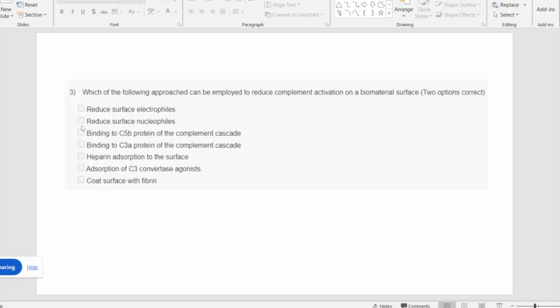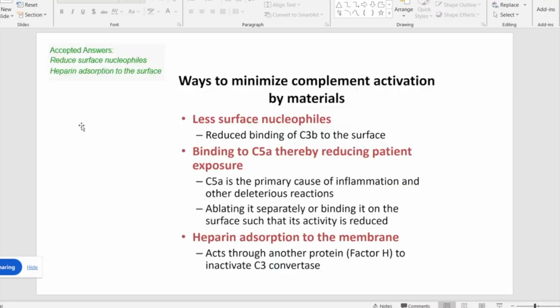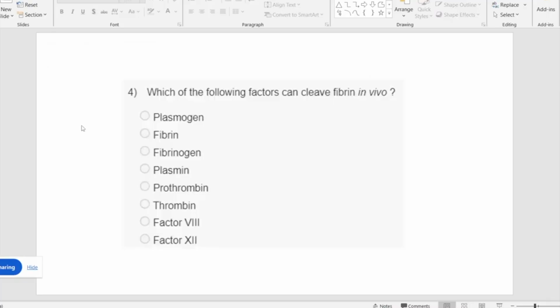Third question is which of the following approaches can be employed to reduce complement activation? And the answer would be to reduce surface nucleophiles and heparin adsorption to the surface. Next question was which of the following factors can cleave fibrin in vivo? Answer would be plasmin.